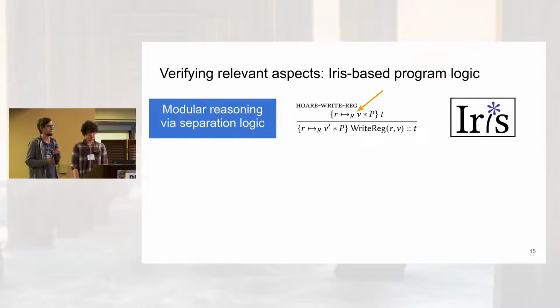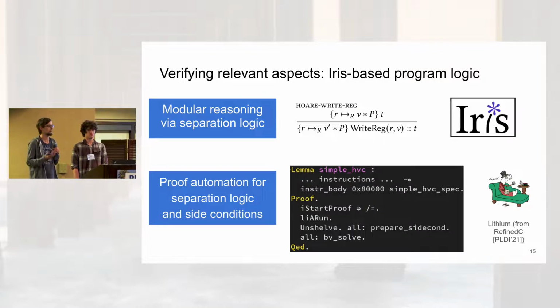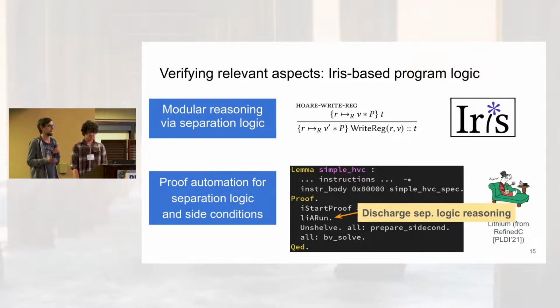But of course, using rules like this by hand can become very tedious for larger, more complex instructions and larger programs. This is why we also built proof automation for this separation logic. In particular, here you can see the verification of the example I will show in a moment. And I just want to highlight here we have this Lithium run tactic, which automatically discharges the separation logic reasoning for this example, and it generates some pure side condition about bit vectors, which is solved by this BV solve tactic here in the end. Of course, not all proofs have this level of automation. Sometimes for more complex specifications, you need some manual proof, but that integrates well with this form of proof automation.